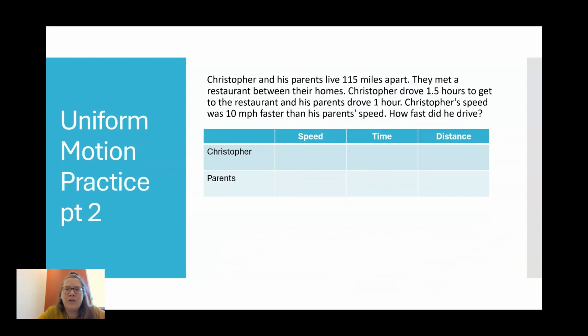Christopher and his parents live 115 miles apart. I'm just going to start with a picture, okay? Christopher, parents, this is 115 miles apart. They meet at a restaurant in between their homes. So we're meeting up somewhere in here. Maybe it's the dead center, but probably not. Christopher drove 1.5 hours, and his parents drove 1 hour. His speed was 10 miles per hour faster than his parents' speed. How fast did he drive? Ooh, you know what? I just set that up as x plus 10, but I would like to change that already because I just noticed, oh no.